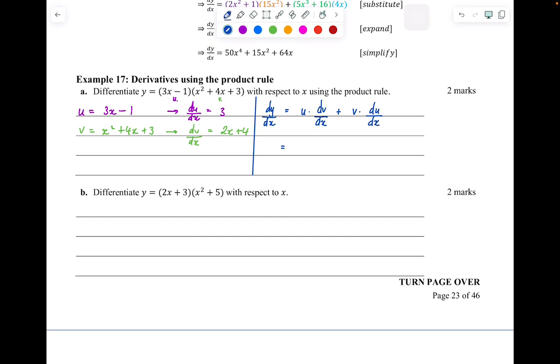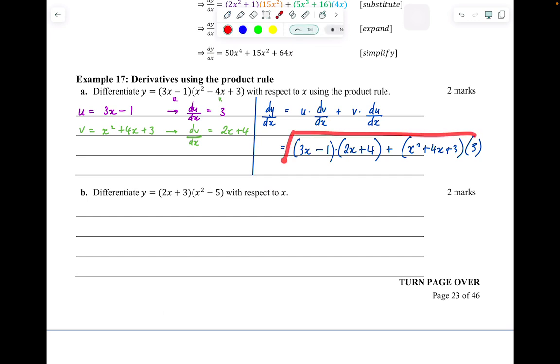U times dv dx, so we've got 3x plus 1, 3x minus 1 here, multiplied with dv dx, which is 2x plus 4, plus v, which is x squared plus 4x plus 3, times du dx, which is 3.